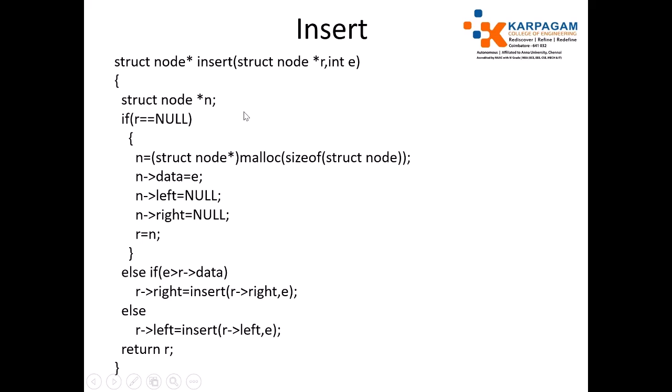Okay. If root node equal null, just allocate a memory and set the value for the data, left of new node equal null, right equal null, and set the root node equal to new node. If the element to be inserted is greater, move right and insert the data. Otherwise move left and insert the data and return the addresses. Okay.